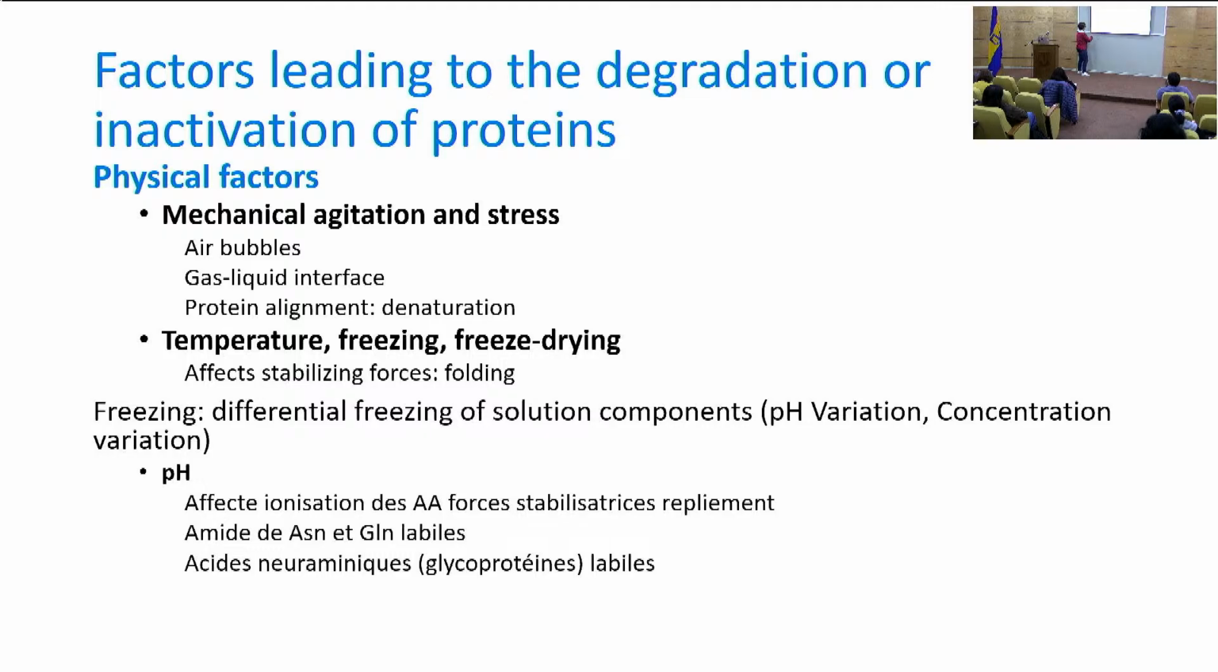We know that asparagine or glutamine can be deamidated, and we have also the neuraminic acid for the glycoprotein, which can also be affected by the pH variation.